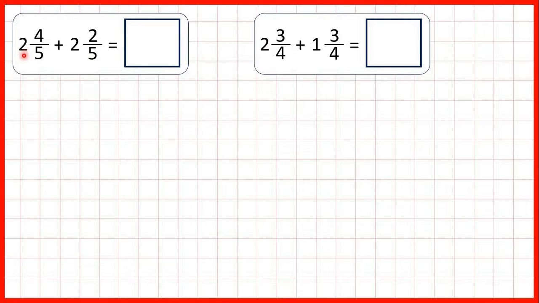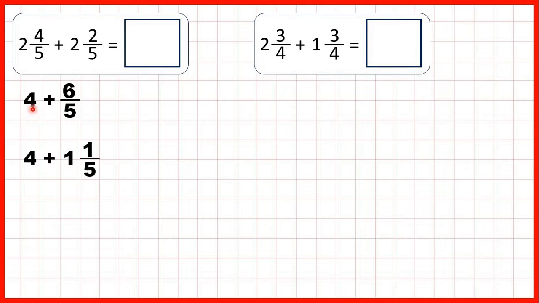Adding our whole numbers, 2 plus 2 is 4. So we can write 4 plus 6 fifths, because when we add our whole numbers, we get 4, and when we add our fractions, we get 6 fifths. But we can't write 4 and 6 fifths as our answer, because we can't have an improper fraction in a mixed number. We can't have a fraction where the numerator, or top number, is larger than the denominator.